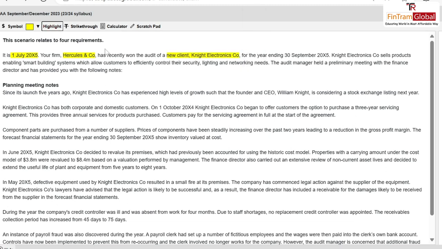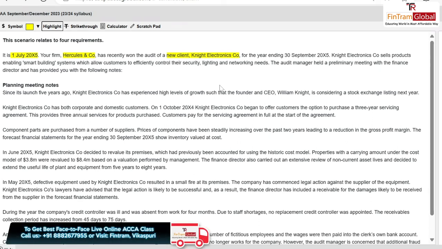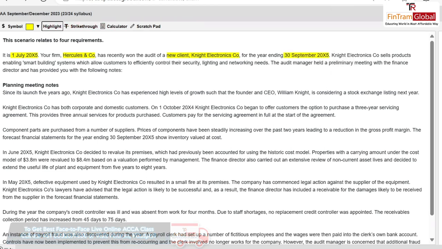Have I identified something? Most definitely, yes, isn't it? This is a new client, isn't it? Whenever we take up an audit of a new client, there's always an audit risk, isn't it? So we can mention that particular point, right? So that's the first risk that I would mention out of the 8 risks that I need to find out, right? And what else? For the year ending 30th September 2005. That's the year end, isn't it? So just keep that in mind. Don't assume that it's going to be Jan to December or anything like that.